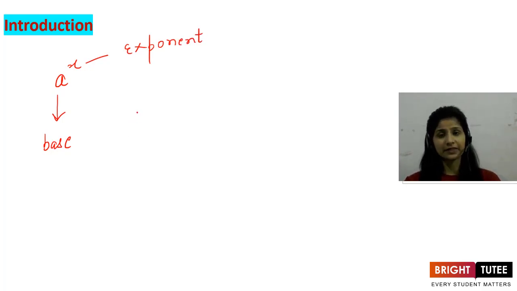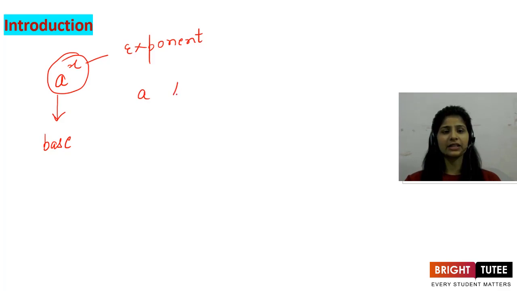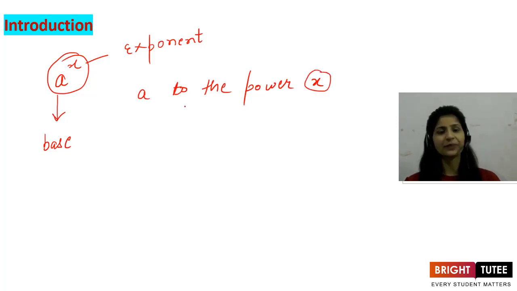Suppose I write a to the power x. This is known as the base, and this is known as the exponent. It can be positive, negative, or 0. The exponent can be any positive number or negative number. Now, this complete expression is known as a to the power x. What is the power of a? It is x.